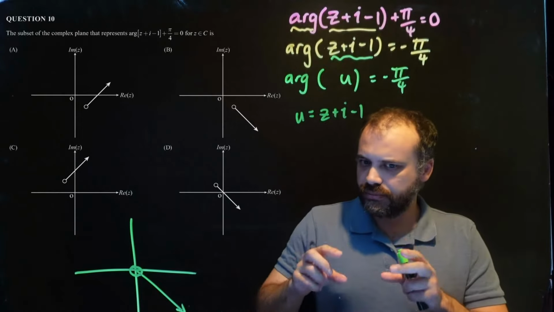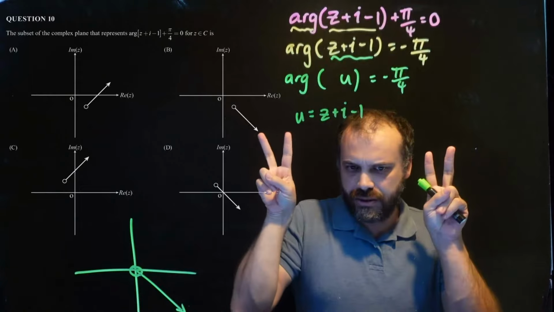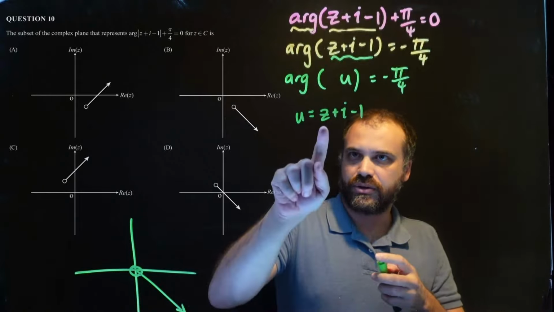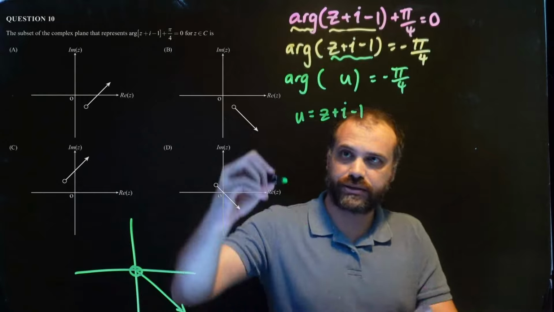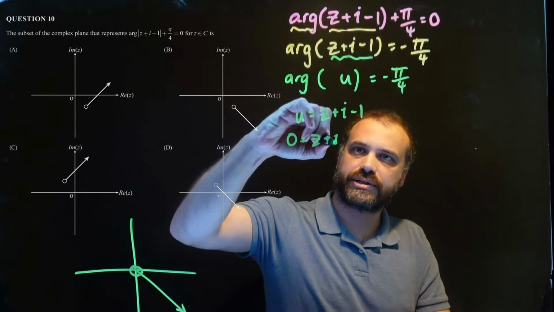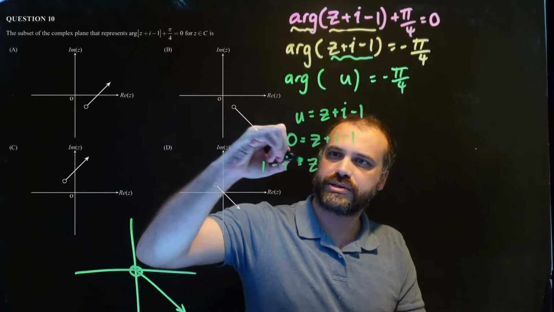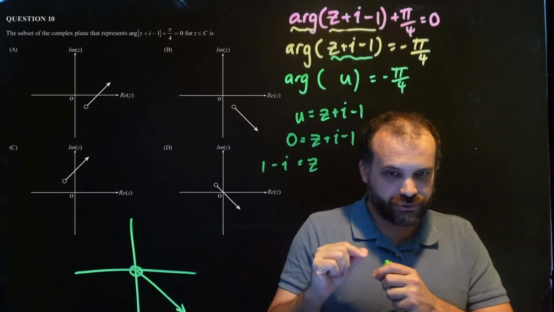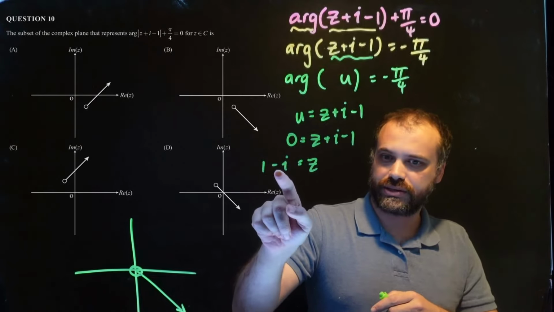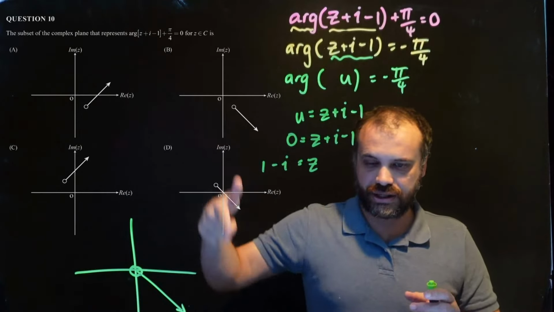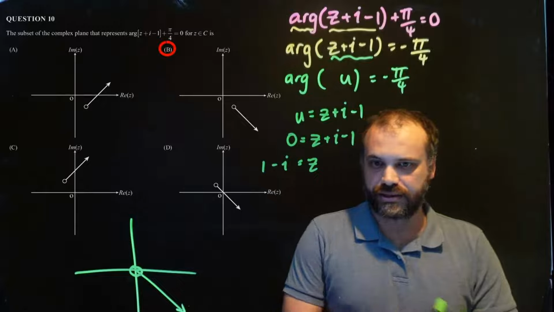Now, we can think about u as having a boundary here at 0. So if u has a boundary at 0, what does z have a boundary at? Well, let's let u equal 0 and find out. If u equals 0, z plus i minus 1 equals 0, and that means that z equals 1 minus i. So our boundary is not at 0. Our boundary is actually at 1 minus i. Which one of these two has a boundary of 1 minus i? Right there. Our answer is B.